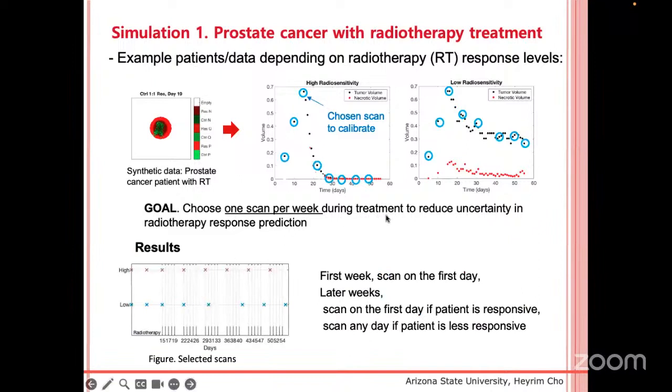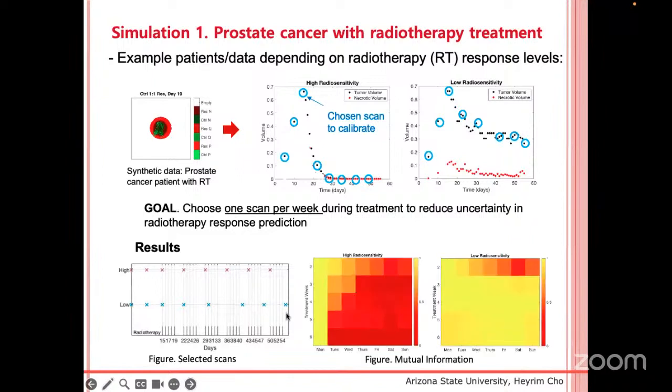They selected. This was not informative, but here you can see for the highly responding patient, you keep selecting the Monday scans toward the end, while in the less responding patient, you select Monday and then Tuesday and then Saturdays. Now, what's happening? This is actually a bit misleading. If you look at the mutual information, the quantity that we use to select the day, for the highly responding patient, Monday is always the winner.